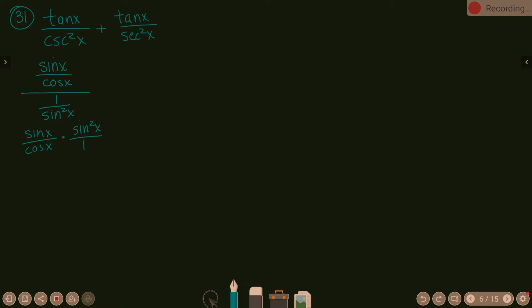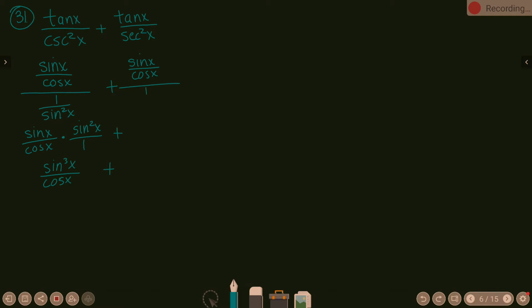So I end up with sine over cosine times sine squared x over 1. When we put these together as one fraction, I'm going to have what? Sine cubed x over cosine x. Now, before we go any farther, you didn't forget the other half of this problem, did you? The other half of this problem, tangent x, which is sine x over cosine x over 1 over cosine squared x.